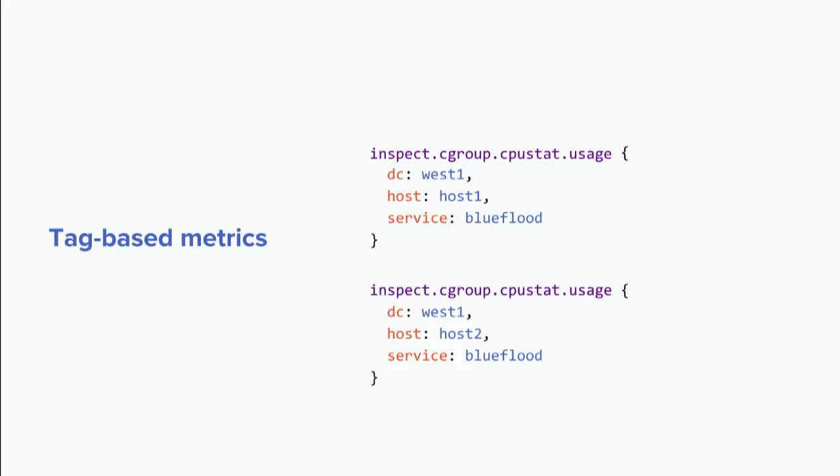Tag-based metrics are nice because they're self-describing, meaning any user should be able to look at the metric and understand what it means. They also allow for easier and more powerful aggregations and grouping. For example, you can easily aggregate this metric across all of the hosts in the West 1 data center, for example.